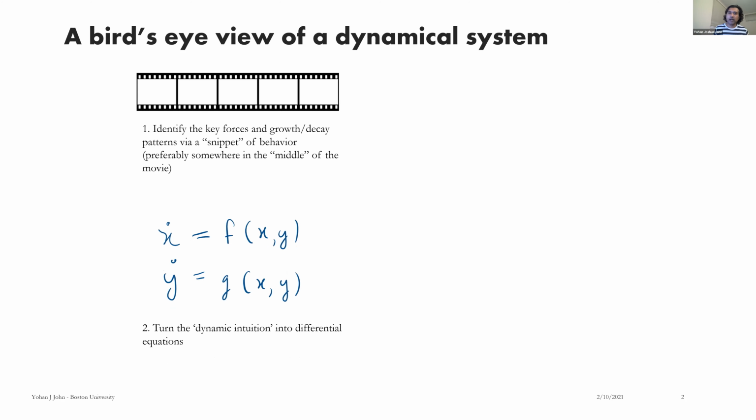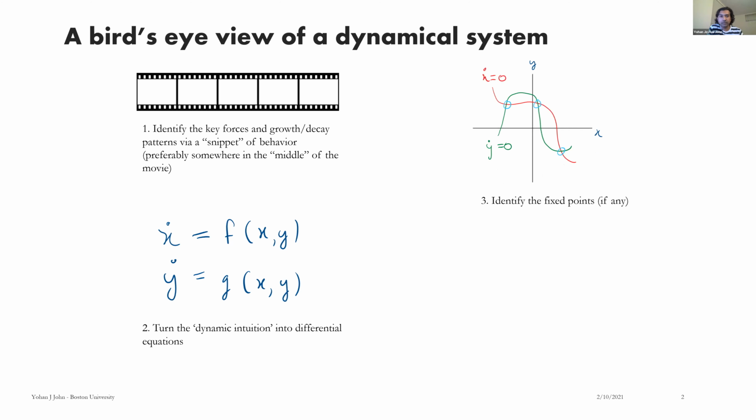We turn our dynamic intuition, which can be fairly hand wavy. We might be like, well, this quantity tends to increase with respect to this other thing. And those are captured in functions in this f and g. In this case, I've just got first order equations into observables or measurables, x and y. So that intuition that we get is converted into a set of differential equations.